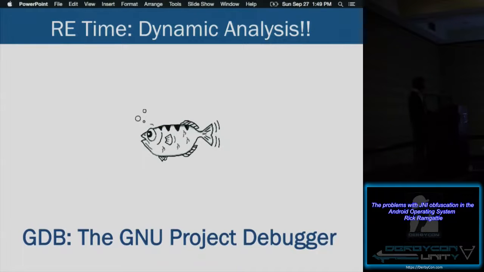So now we get to use GDB. A lot of people probably don't know what this is. This is the GDB fish, called Archer. It's an Amazonian fish that shoots down bugs. So, food for thought. There you go, Archer the fish.